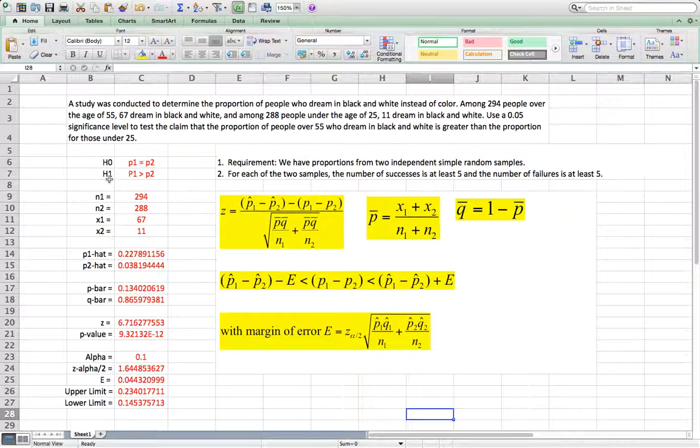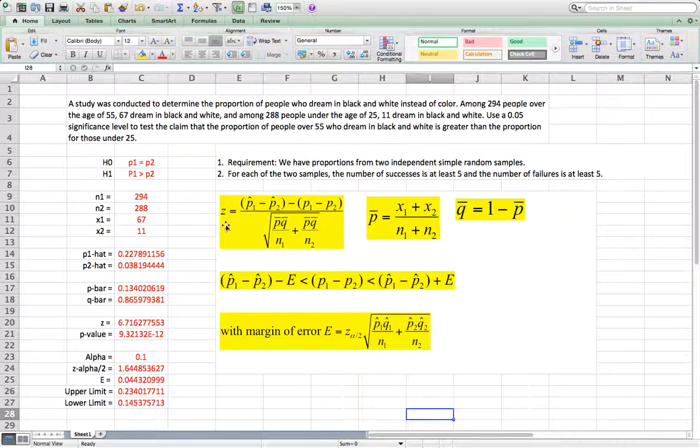We also need to list the null hypothesis and the alternative hypothesis. The alternative hypothesis is the claim that the proportion in population 1 is greater than the proportion in population 2. So this is your alternative hypothesis. Then your null hypothesis is the opposite, so we have an equal sign here. We use P1 equals P2.